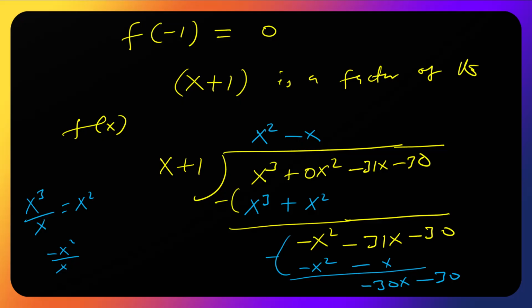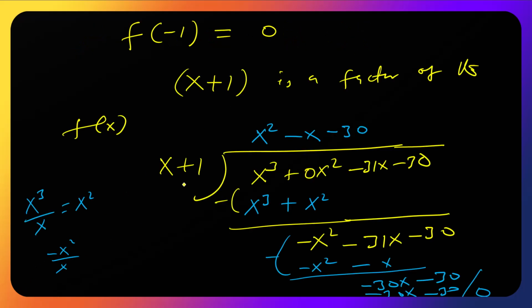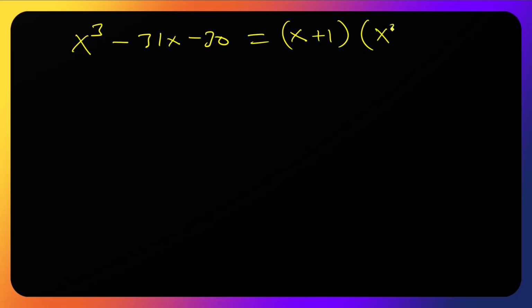So let's divide again. Minus 30x over x will be minus 30. So minus 30 times x is minus 30x, minus 30 times 1 is minus 30. So this one is the same. Therefore, when you subtract, you get 0. Alright, so from here, I can say that x squared minus x minus 30 times x plus 1 will give us this. So x cubed minus 31x minus 30 is the same as x plus 1 times x squared minus x minus 30. So x plus 1 is the first factor. So when you expand this, we get this.